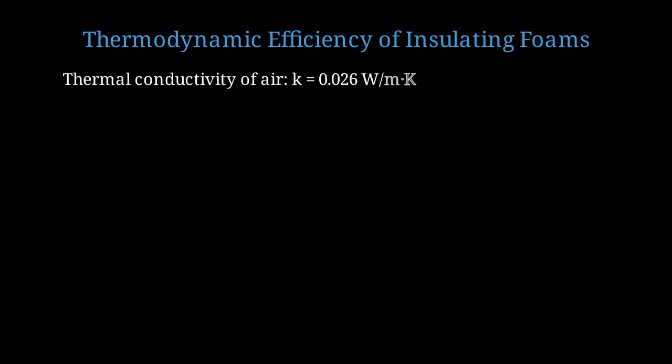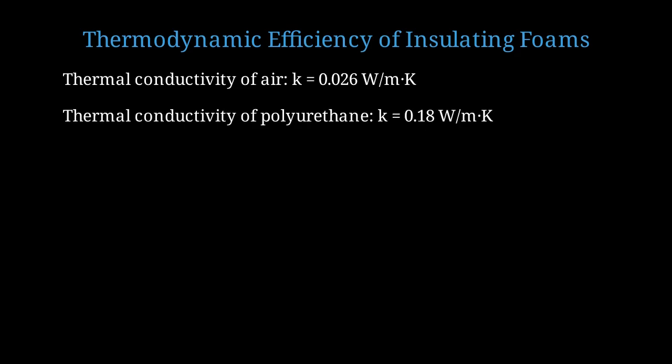Let's do one more calculation. How effective is foam insulation compared to solid materials? The thermal conductivity of air is about 0.026 watts per meter Kelvin. Solid polyurethane has thermal conductivity of about 0.18 watts per meter Kelvin.